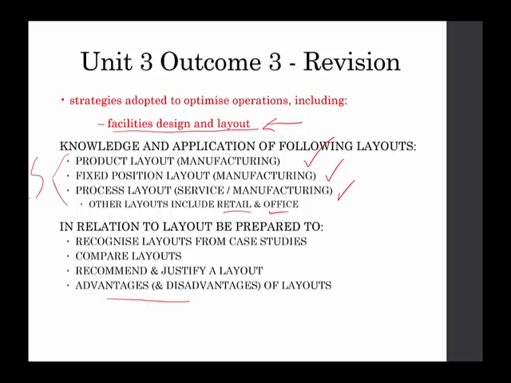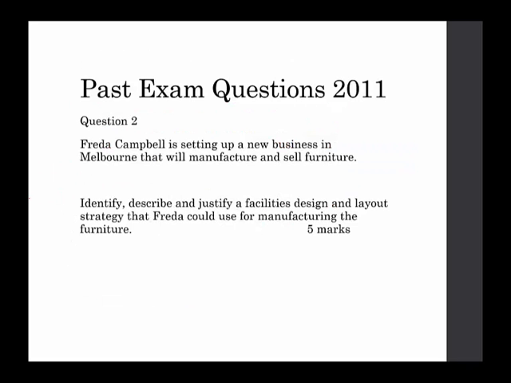They're the strategies there. All right. For 5 marks, after you understand that Freddie Campbell is setting up a new business in Melbourne that will manufacture and sell furniture, identify, describe, and justify a facility design and layout strategy that she could use for manufacturing the furniture.